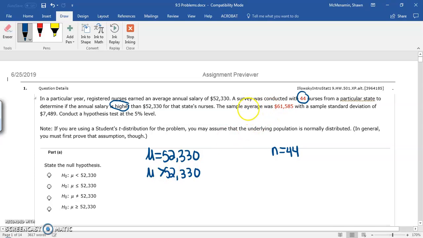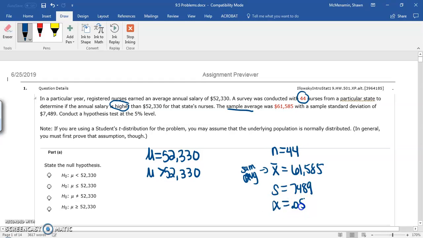The sample average, so for the sample, X bar, that's the sample average. The X-bar sample average is 61,585 with a sample standard deviation of 7489. Conduct a hypothesis test where alpha is 0.05.